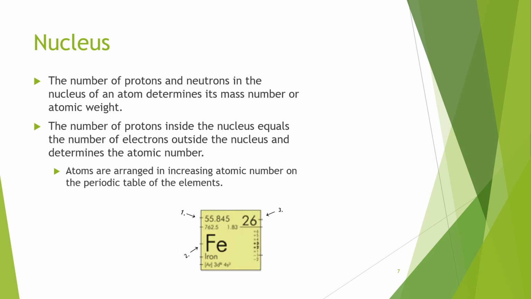The number of protons and neutrons in the nucleus of an atom determines its mass number or atomic weight. The number of protons inside the nucleus equals the number of electrons outside the nucleus and determines the atomic number. Atoms are arranged in increasing atomic number on the periodic table of elements. We don't need to remember the periodic table of elements.